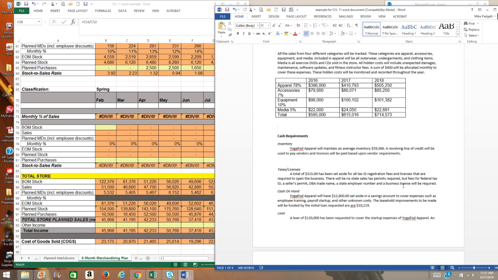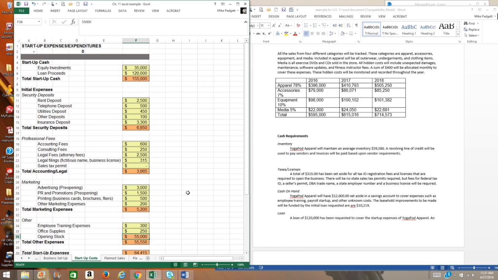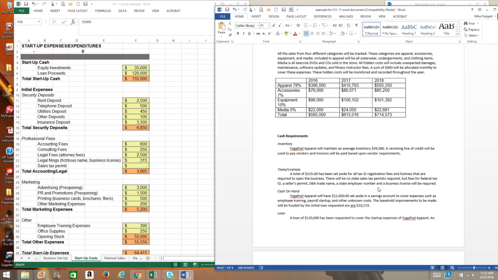Then if you look at your taxes and license, this number that you set aside for that should come from your startup costs. So if you come over here and look at your startup costs, this would be your legal filings. There's no sales tax permit in Texas. You don't have to add that, but it would be your legal filings. And so I had put in $315. So that's what you would want to put there, whatever you put in as your legal filings.